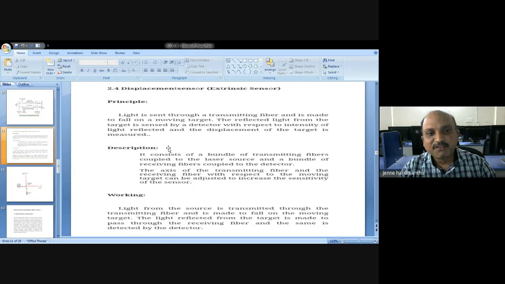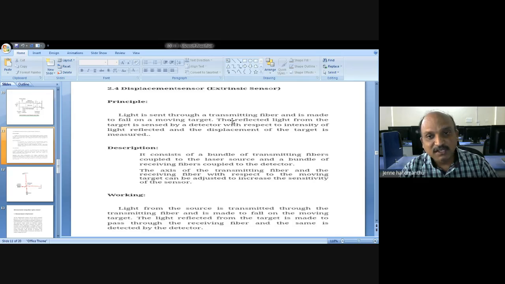So in fiber 1 we have a light, and in fiber 2 we also have a light, but the light intensities are different. The reason is that we are placing a target, isn't it? When light is emitted from fiber 1 with some intensity and falls on the target, it is reflected back.